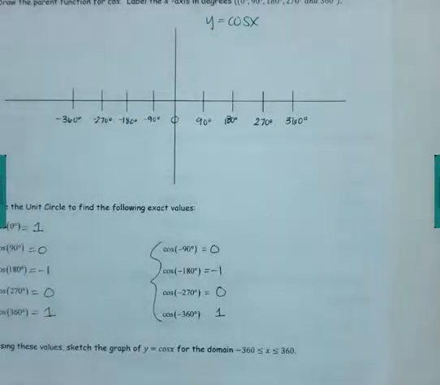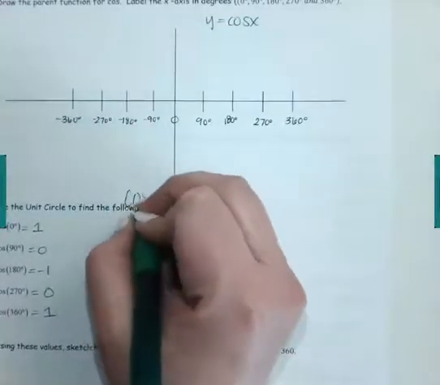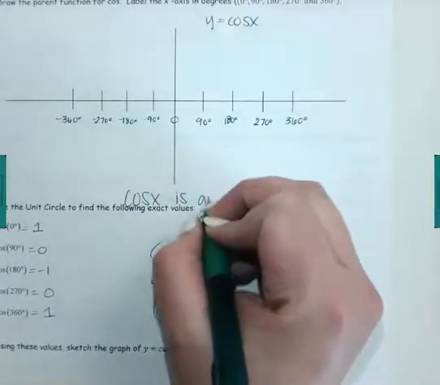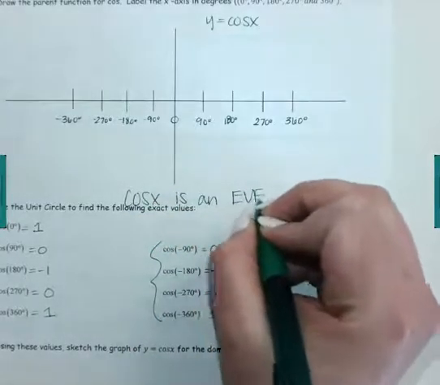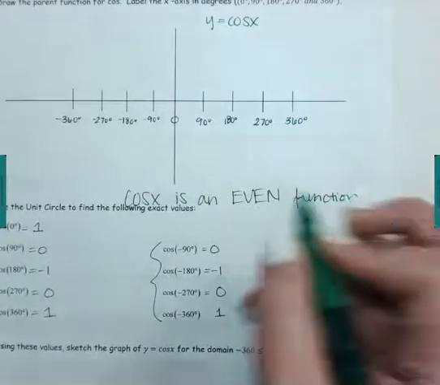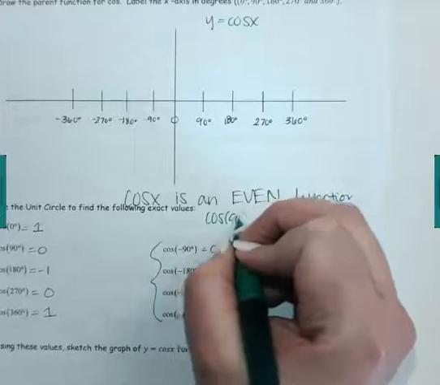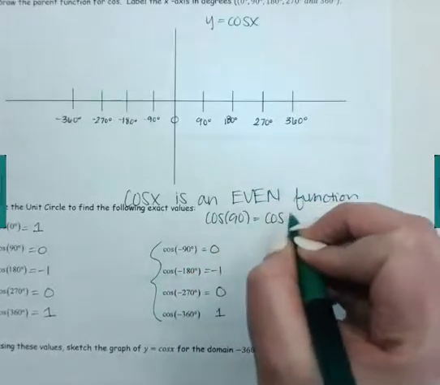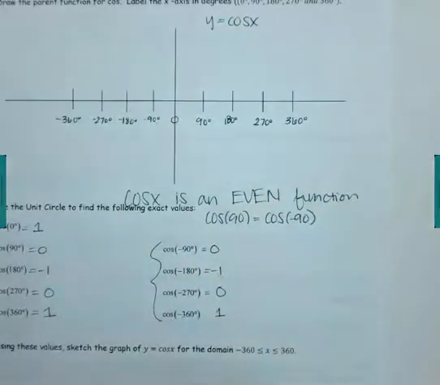That is the definition of an even function. So cosine x is an even function. And what that means is that when I do the cosine of 90, it's the same as the cosine of negative 90. When I do the cosine of 50, it's going to be the same as the cosine of negative 50.